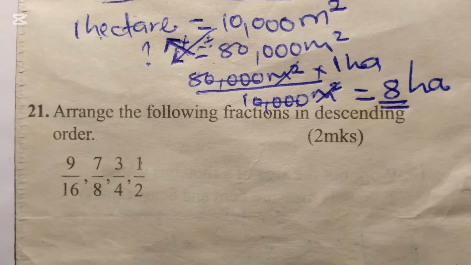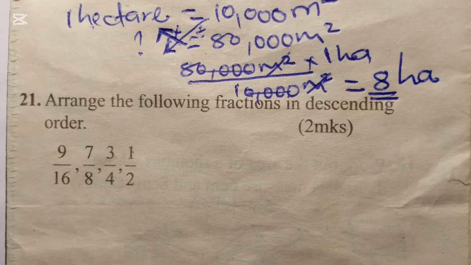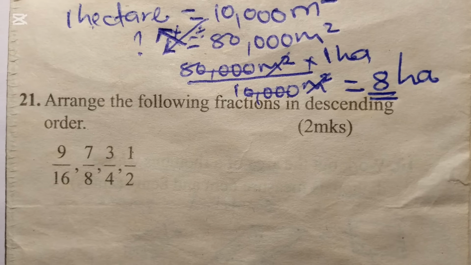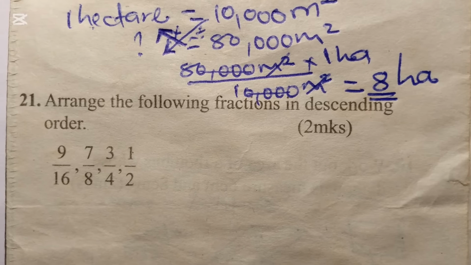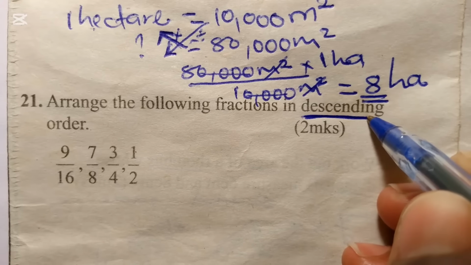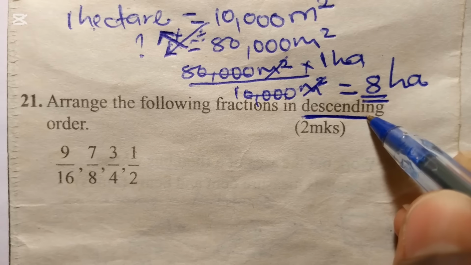As you can see, I know you've come across the same. Arrange the following fractions in descending order. Descending is the keyword here. What is to descend?